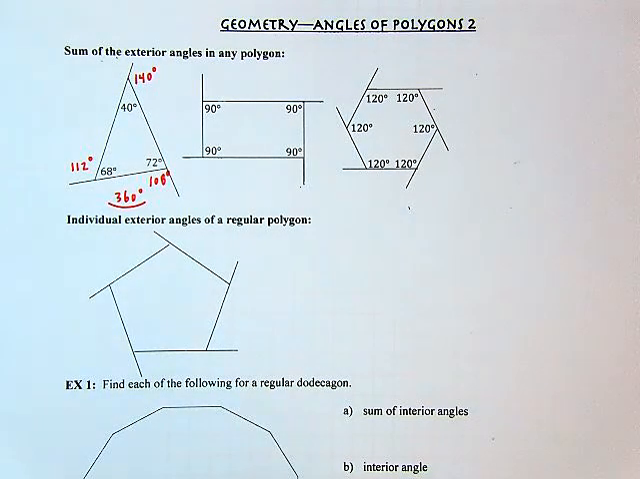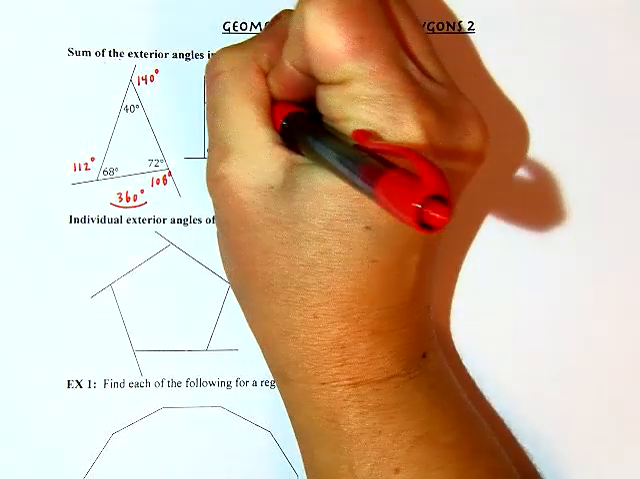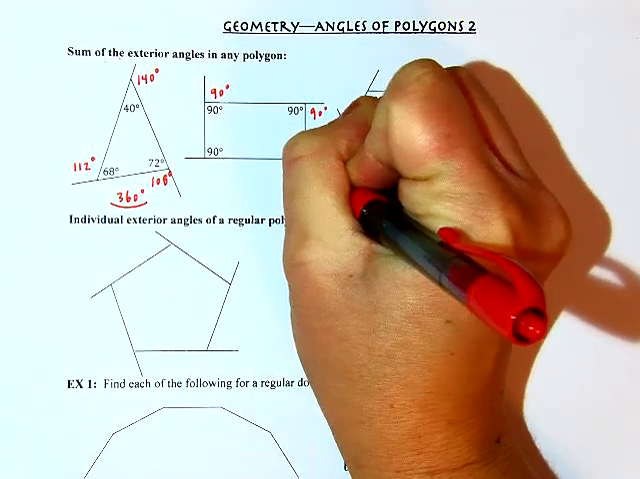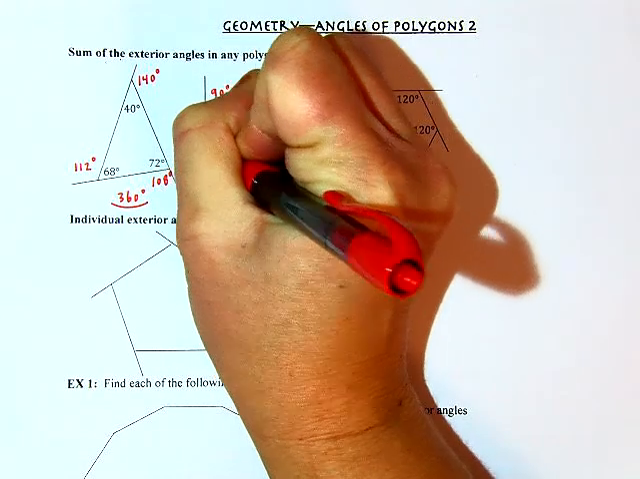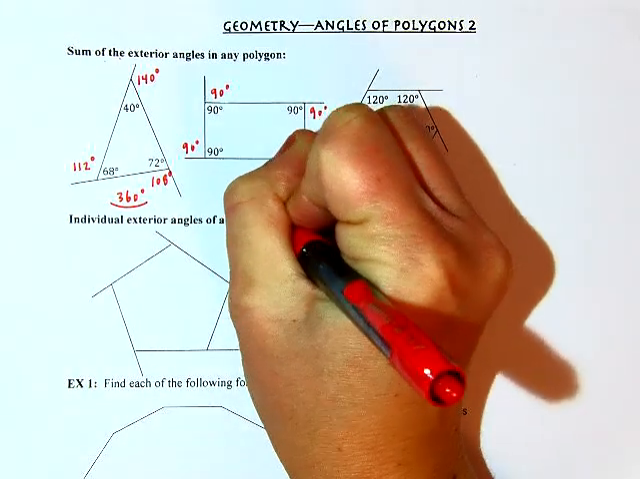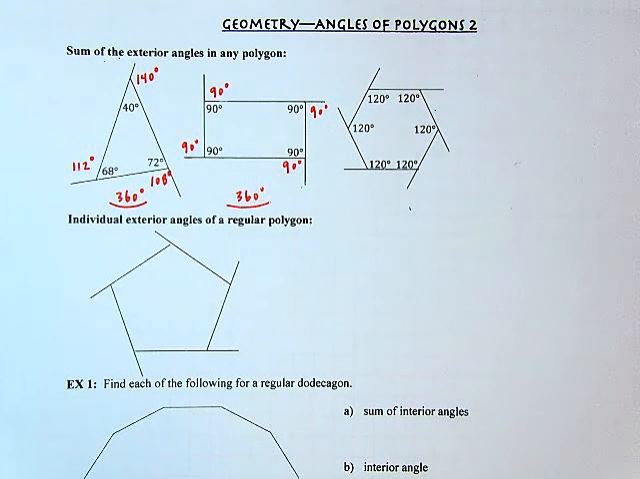All right, the next one that I've drawn is actually a rectangle, and I've marked all of the interior angles as 90 degrees. So all of the exterior angles would also have to be 90 degrees. And if I add all of those up, I am back to 360. Let's try one more figure.